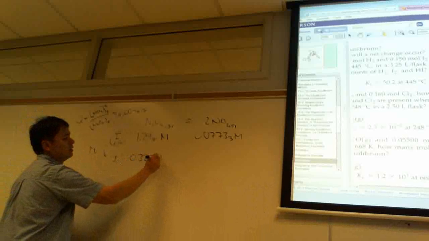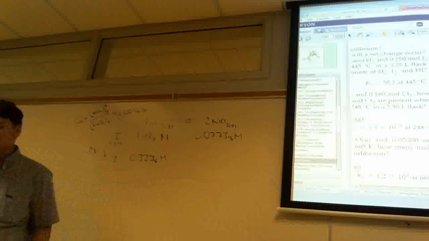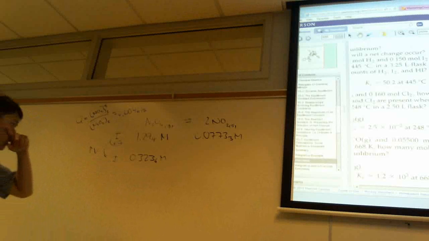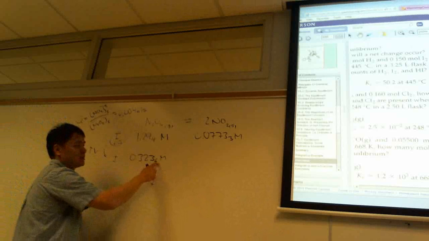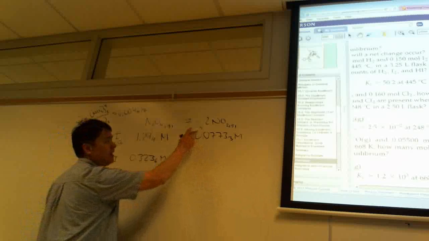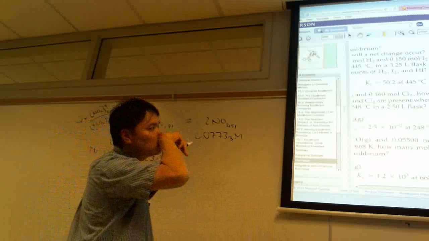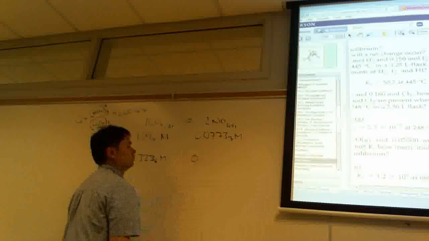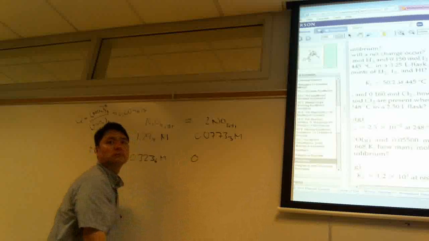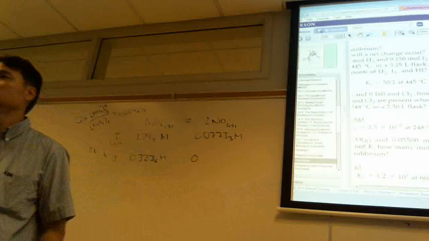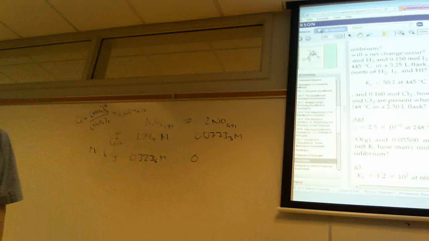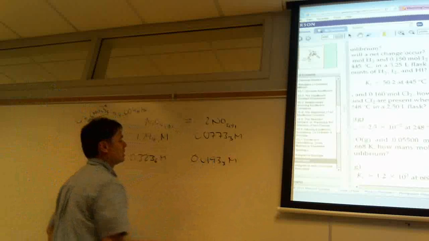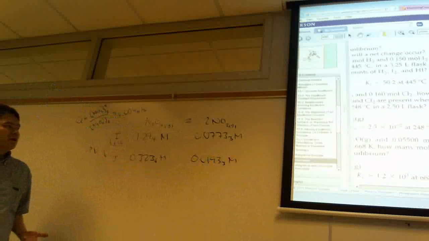0.3236. Okay, so I've been just carrying 1 extra digit, again, to make it quicker. Even if it's a 6, 6, we're going to drop the 6 here. And then the NO2 is going to be 0.058 divided by 3. 0.01933 molar. Thanks.